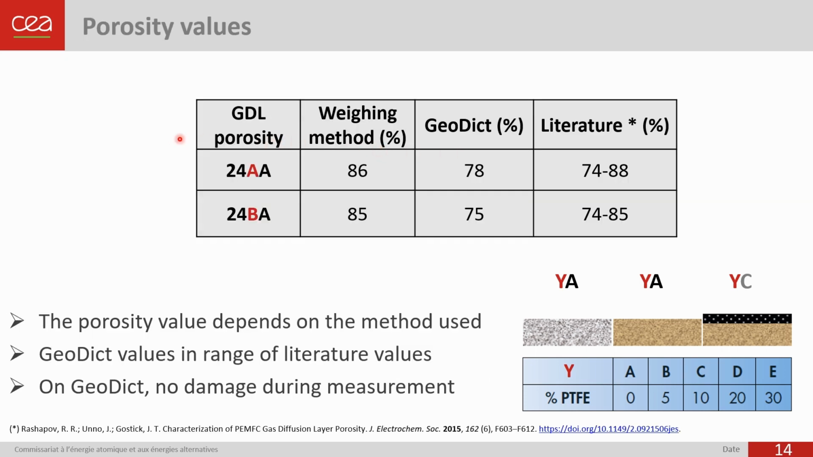Now we focus on the values of porosities to compare with the literature values. What we can see first is that in the literature there are a lot of values that can be obtained depending on the method which is used. And we can see that the GeoDict values are in the range of the literature values, so that validates the values of GeoDict. And we can also notice that compared to some methods of porosity measurement like mercury intrusion, there is no damage with the GeoDict method.